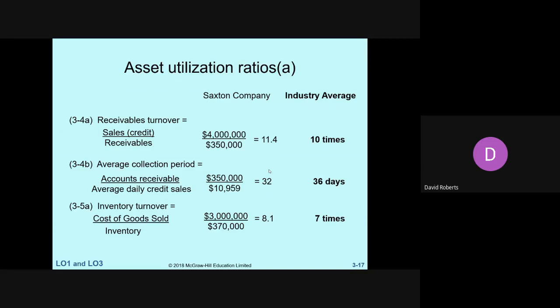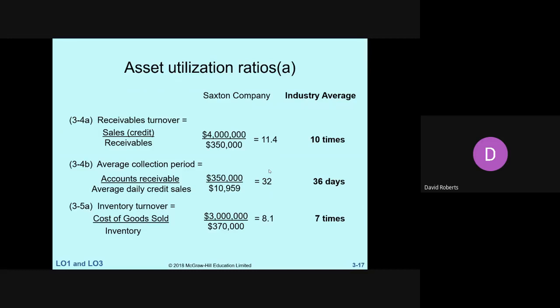So in this particular case, it takes Saxon Company 32 days to collect, and the industry average is 36. So Saxon is collecting their cash 4 days faster than the industry average. Their accounts receivable department should receive kudos or recognition for what they're doing. They're not allowing accounts to get old. They're following up, making sure their customers are paying their bills on time. We're not allowing some customers to have credit who are slow payers.